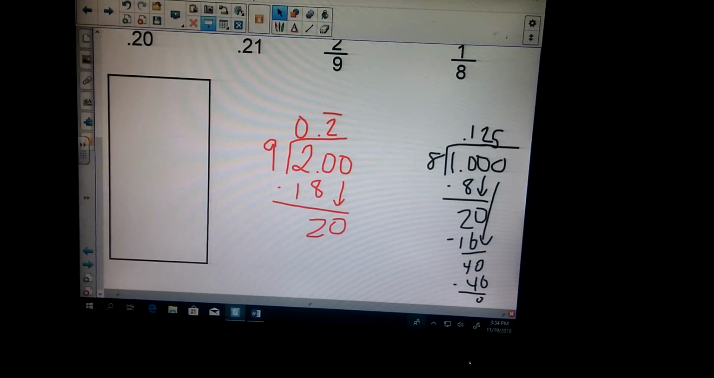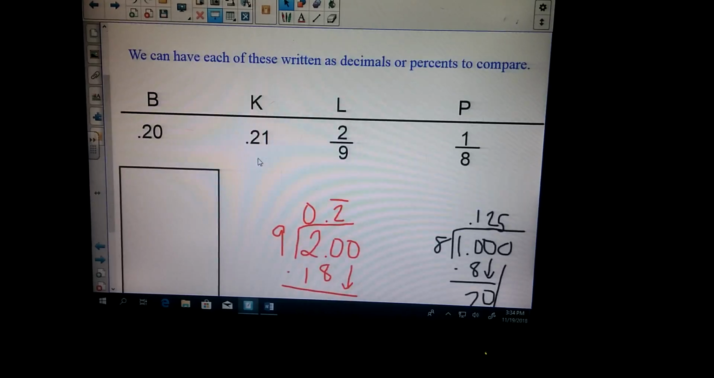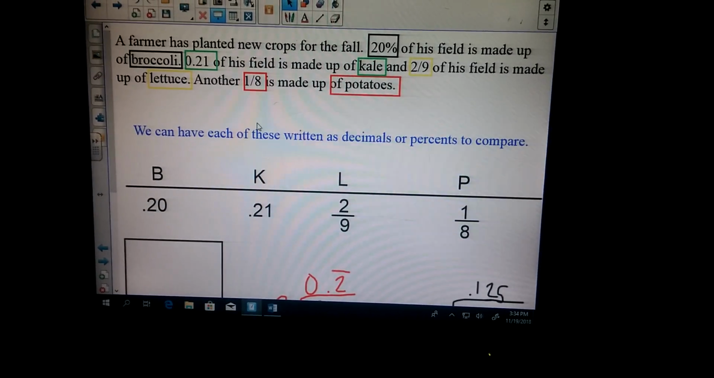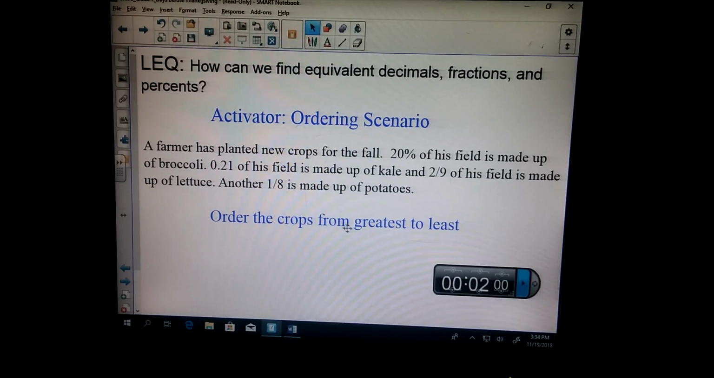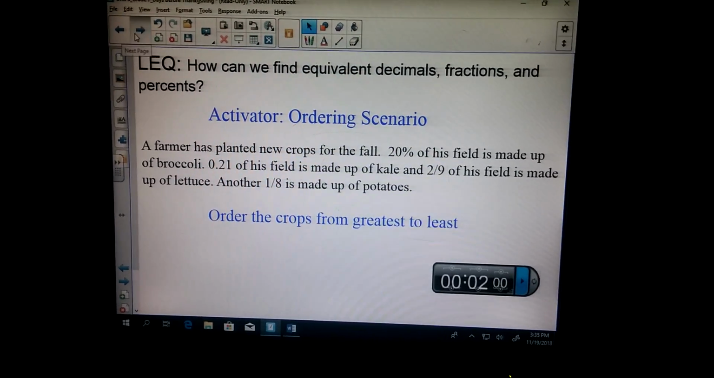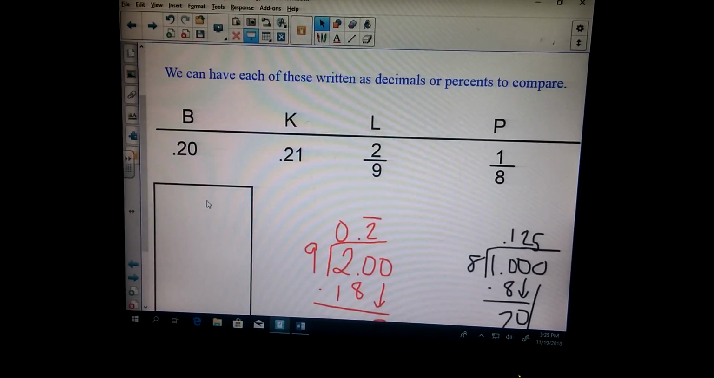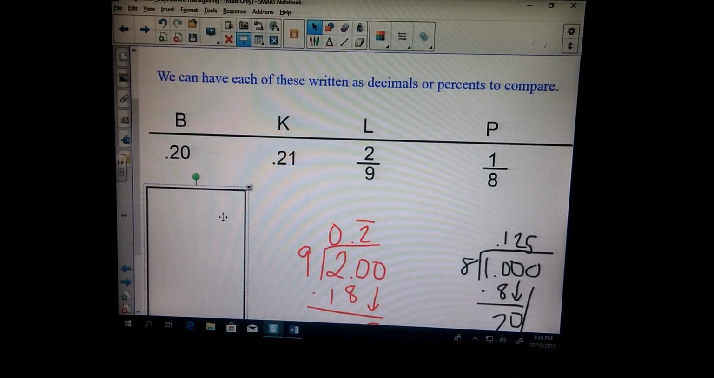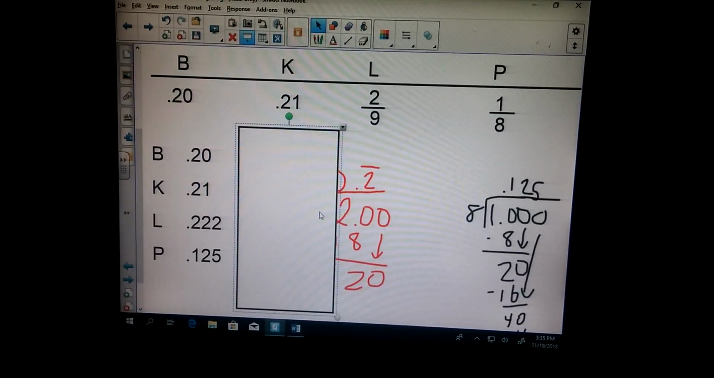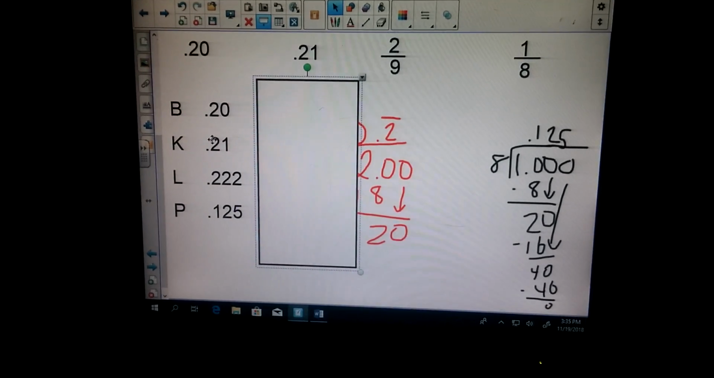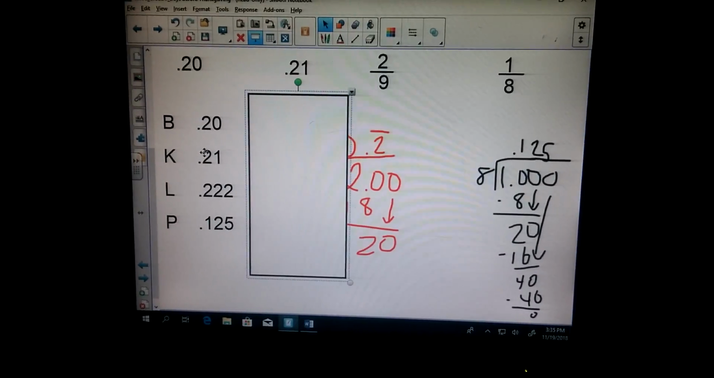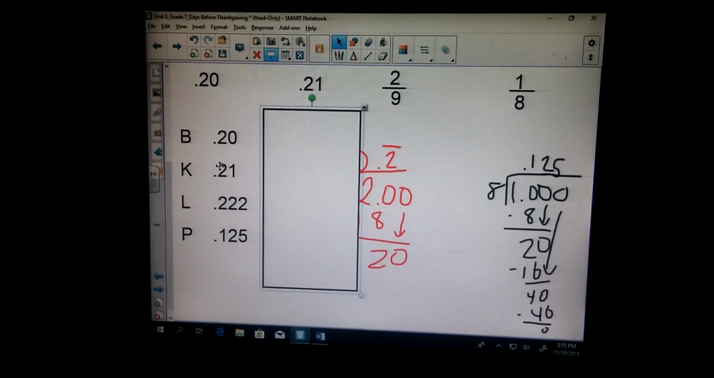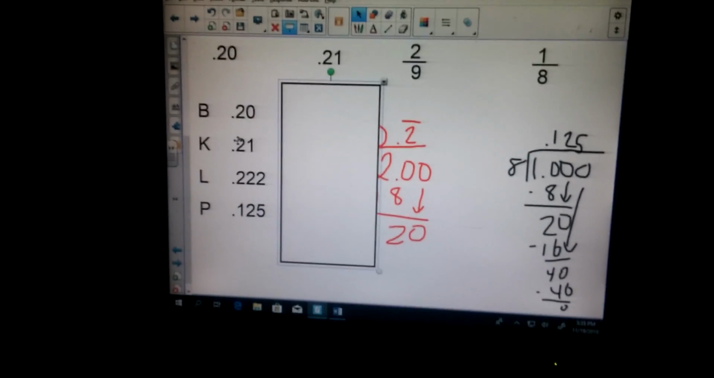Now that you have them all written as decimals, in order to compare them, because what it wants to know from the previous slide is it wants you to put them in order from greatest to least, which means we need to find the largest decimal to the smallest decimal. So broccoli was 0.20, kale 0.21, lettuce 0.22, and I could write as many 2's as I want since it repeats forever, and potatoes is 0.125.